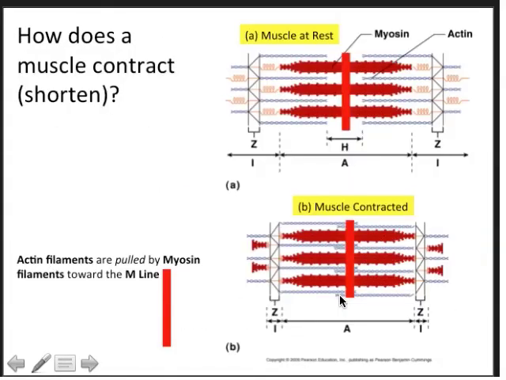And so here you can just see how it is that the myosin and the actin interact. This is the muscle at rest. These are the actin filaments here. This is the H zone, and in the middle here you can see the M line. This is the myosin, the thick filaments of myosin that at rest can't reach out and grab the actin because it's blocked.